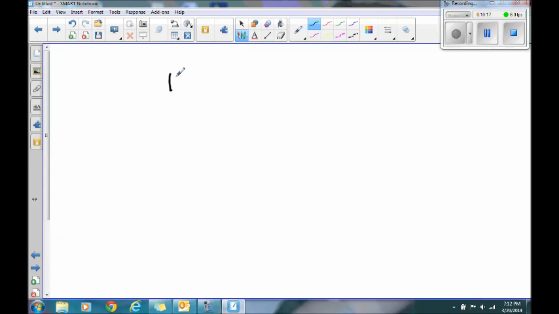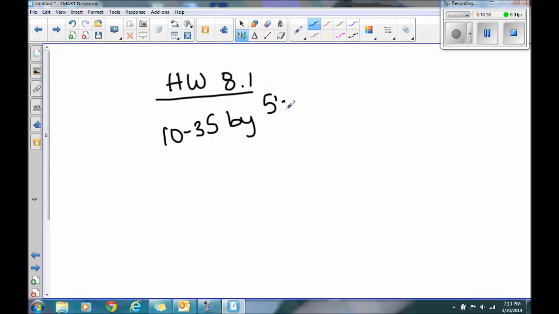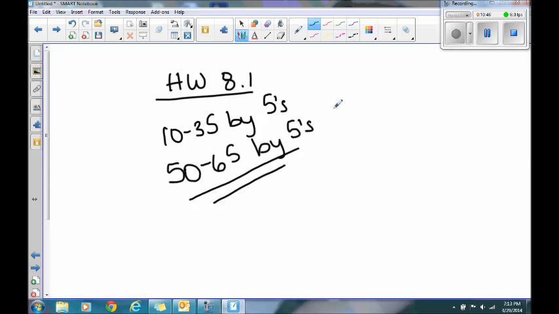The homework assignment from section 8.1 will be the following problems. Let's do 10 to 35, counting by fives, and then hop to 50 and go to 65, is all counting by fives. Your book also talks about some graphs, but we don't worry so much about the graphs of these radical functions, not in intermediate algebra class.